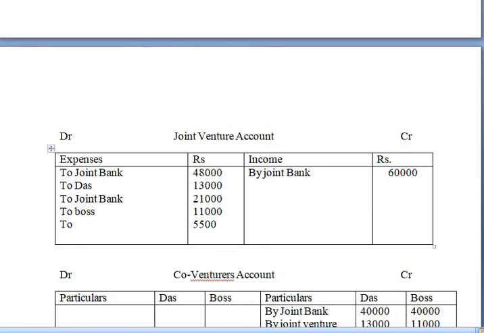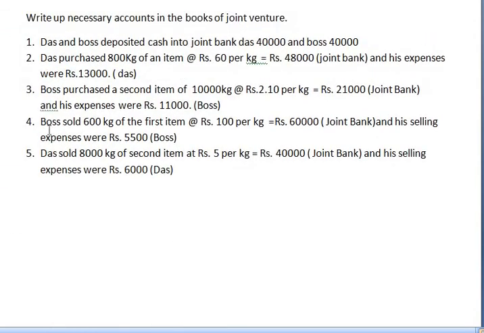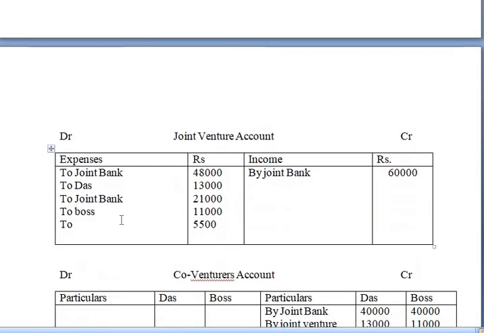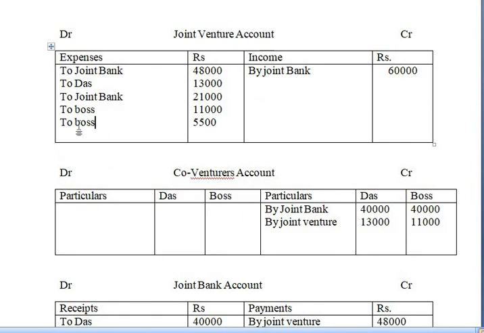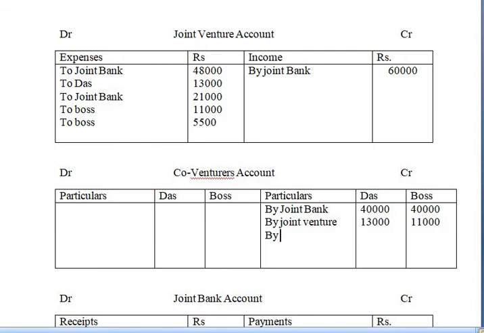A private source means boss. So boss expenses is how much? 5,500. So to boss. Now cross posting. So boss account is debited, so here boss account should be credited by joint venture account. How much? Boss 5,500. So fourth transaction is over.